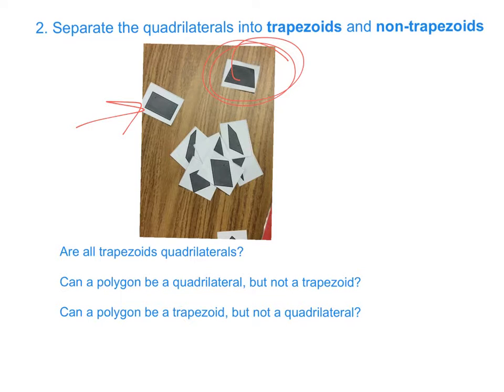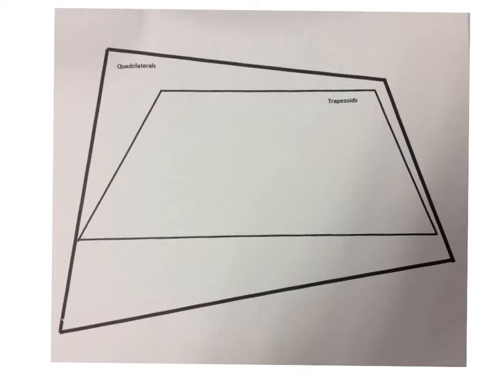Okay, so are all trapezoids quadrilaterals? Yes. So anything that I can call a trapezoid, can I also call it a quadrilateral? Yes. Can a polygon be a quadrilateral but not a trapezoid? Yes. Can a polygon be a trapezoid but not a quadrilateral? No. Good. It's important to know this, okay? This picture right here shows that if something is a trapezoid, it must also be a quadrilateral. Do you see that? But if something is a quadrilateral, it could not be a trapezoid, right? Go ahead and draw this diagram into your notebook.